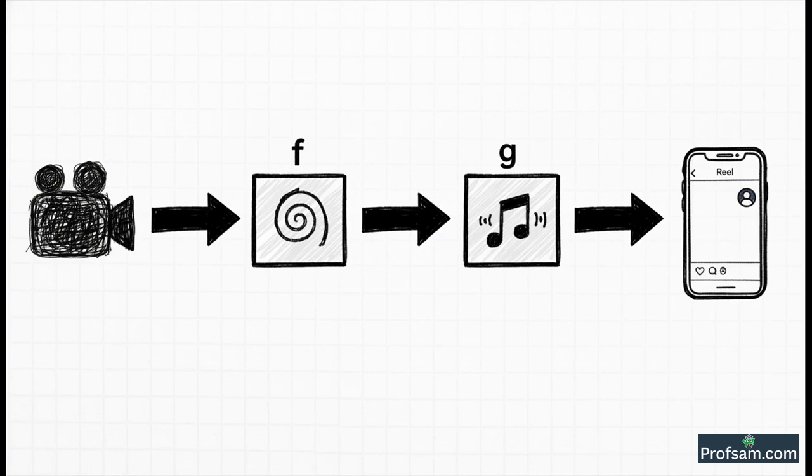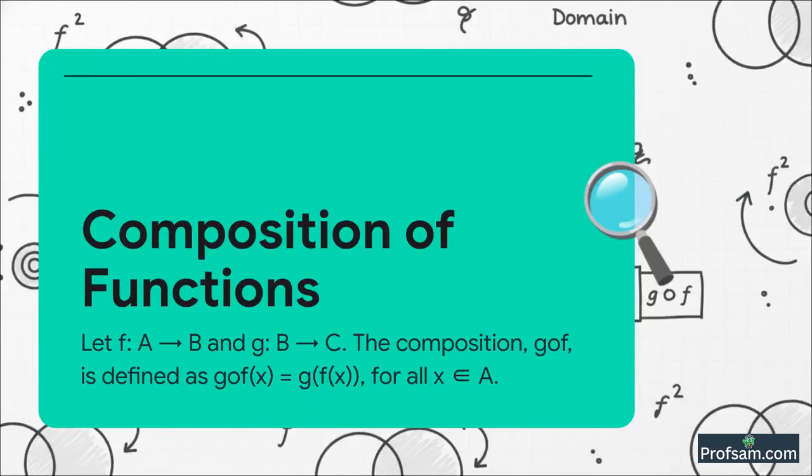Your raw video, the one straight from your phone's camera, that's your starting point, our input x. Now, the first thing you do is apply a filter, right? Let's call that action our function f. The result is a filtered video. Now, this filtered video becomes the new input for our next action, adding sound. Let's call that function g. And the final reel you post, that's the result of this whole chain. So you see, we take x, we apply f to it, and then we take that result and apply g to it. Simple.